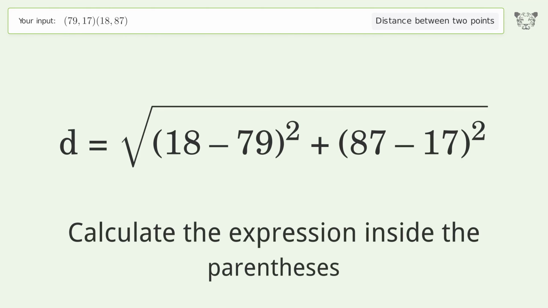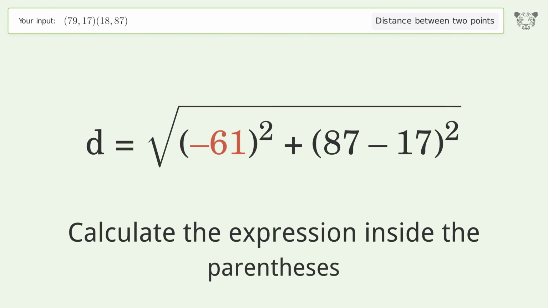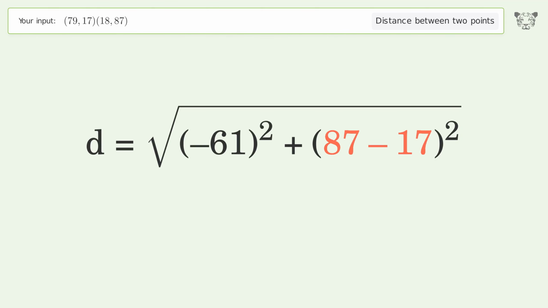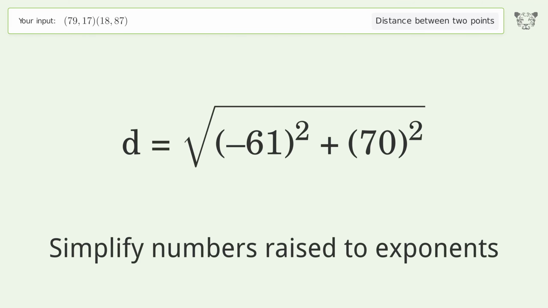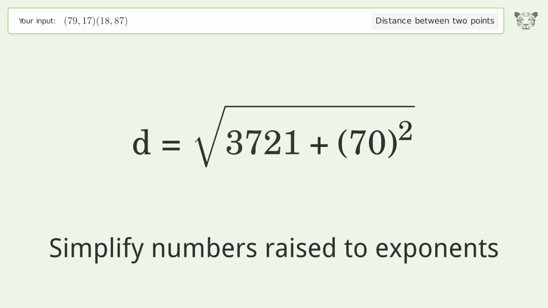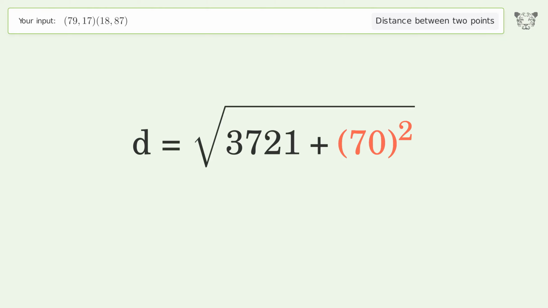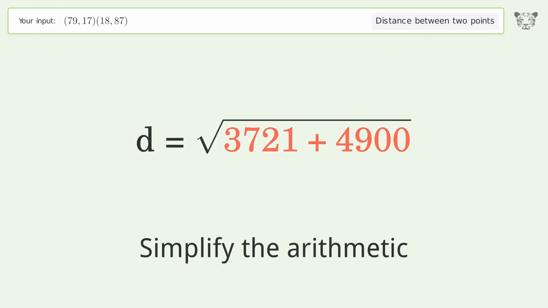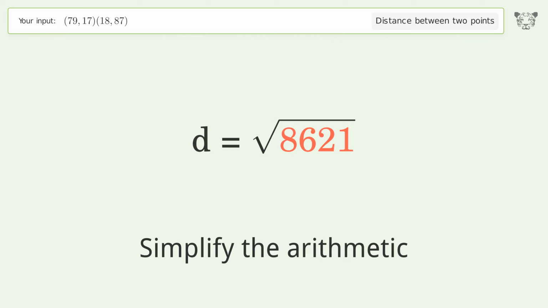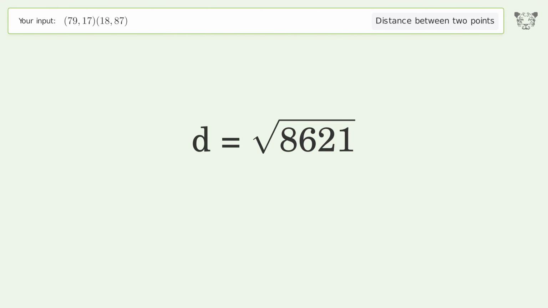Calculate the expression inside the parentheses. Simplify numbers raised to exponents. Simplify the arithmetic. And so the distance between the 2 points is the square root of 8,621 or 92.849.